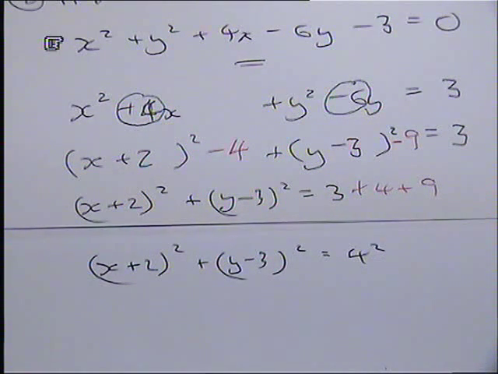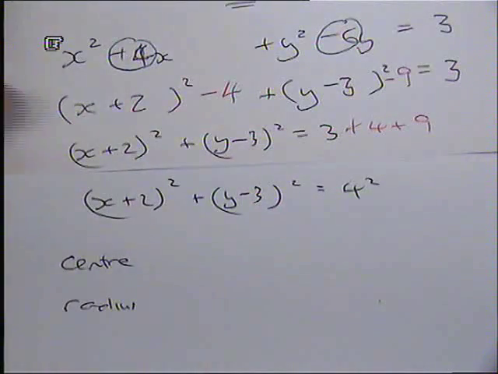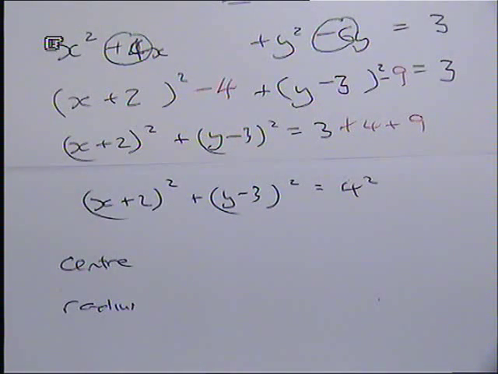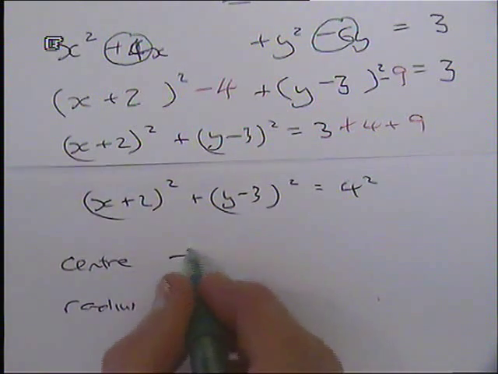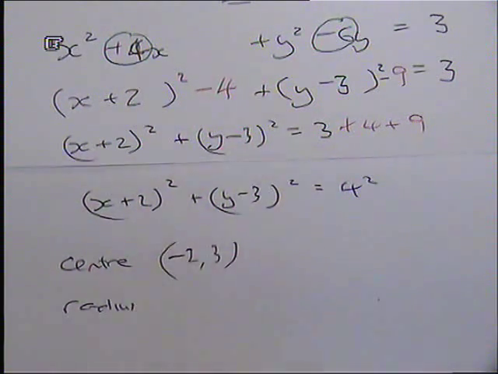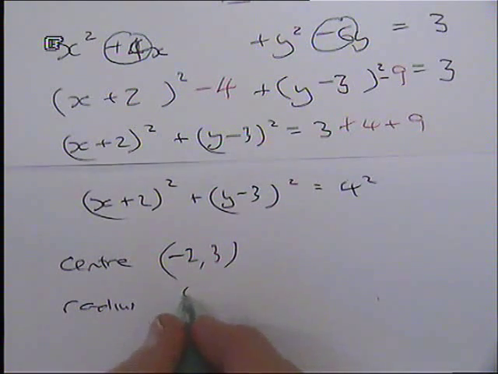Okay? So, that circle, I wanted to know what the centre was and what the radius was. What's the centre of that circle? 2 minus 3. Oh no, yeah, minus, yeah, that's right. You always got to do the opposite sign to what's in the bracket. Minus 2, 3, and the radius is 4.